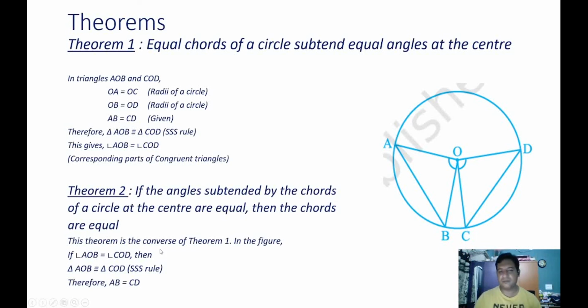This theorem is the converse of theorem 1. In the figure, if angle AOB is equal to angle COD, which is already given in the theorem, these two triangles are congruent by the triple S rule that was explained earlier. Therefore, these two chords are of equal length, that is AB equals CD.